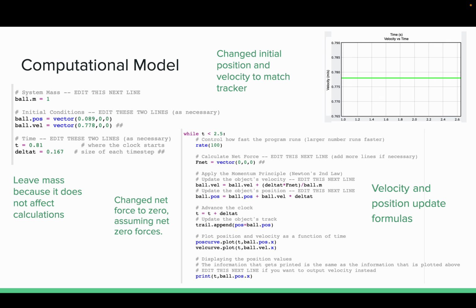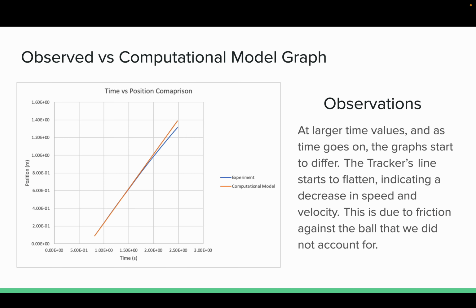A preview of our results would be that we would want them to stay fairly similar, but I'm going to assume that there will be some sort of difference due to friction we did not account for. This is correct. Here are the two graphs of both my experiment and the computational model being compared.